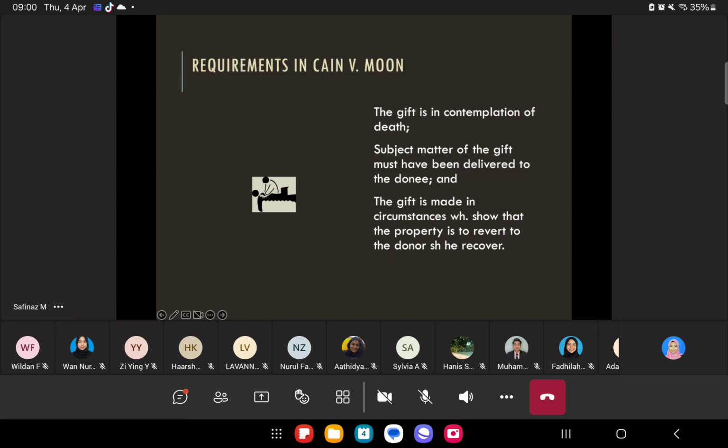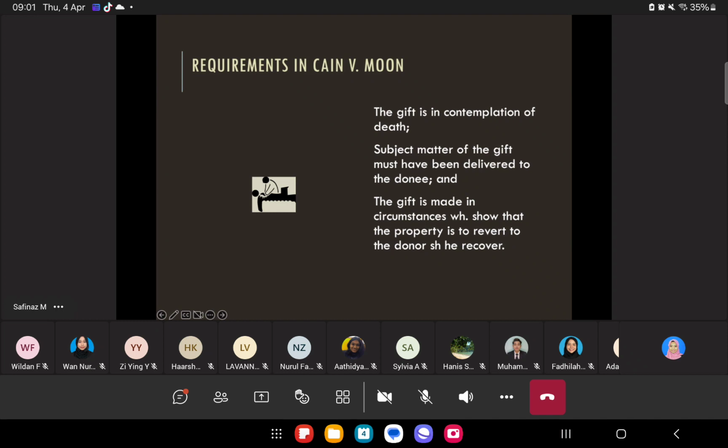Kita kena bezakan. Contohnya seorang yang nak bunuh diri. Dia tahu dia akan mati. Is that a gift in contemplation of death? Memang dia beranggapan dia akan mati because he wants to commit suicide. So dia buat gift, but that kind of gift cannot fall under DMC kerana it is against public policy. So gift in contemplation of death usually macam contohnya kalau dia sakit terminal illness.